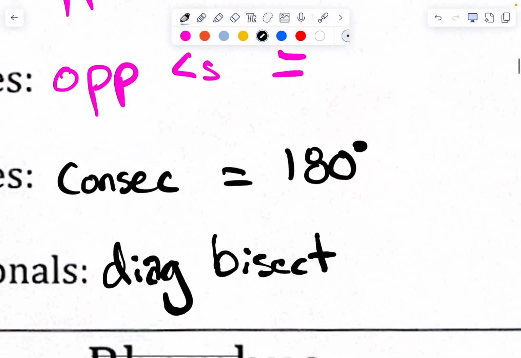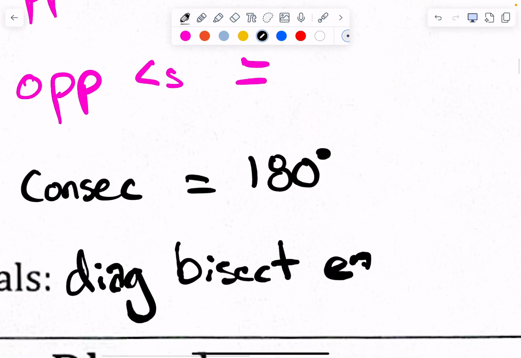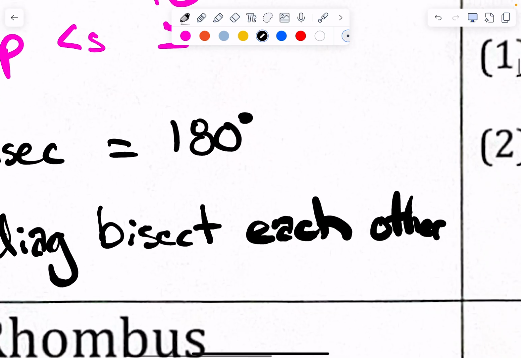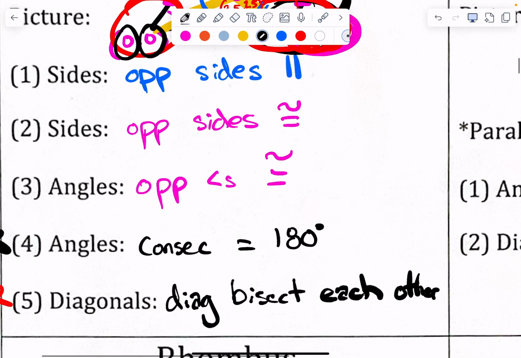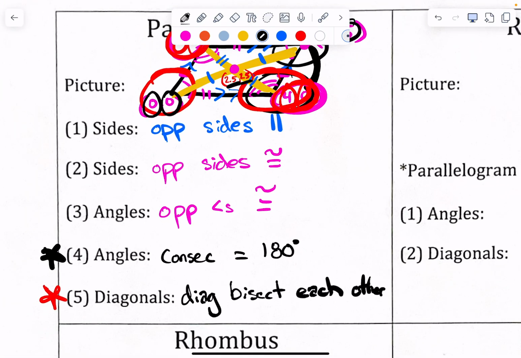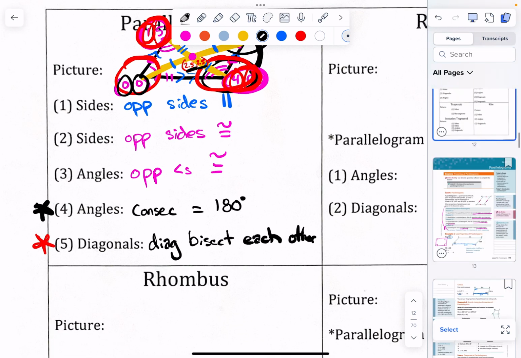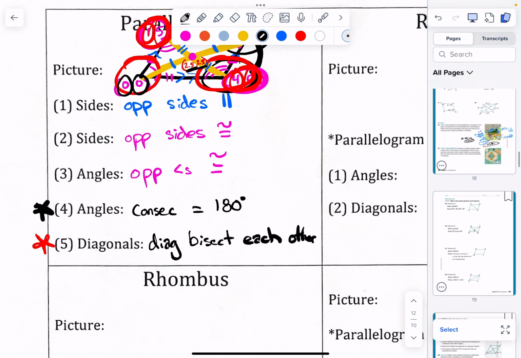Does that make sense? They have the same midpoint. Each other, and I still spelled each other with 2 letters, but anyway, okay? All right, so there's that. Let's go to the notes.